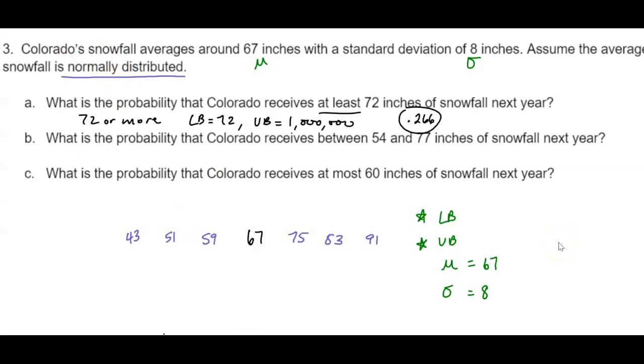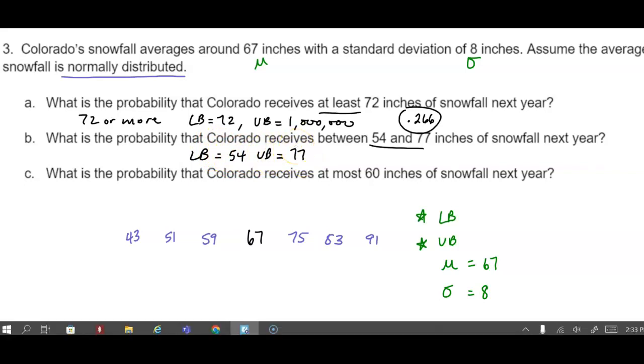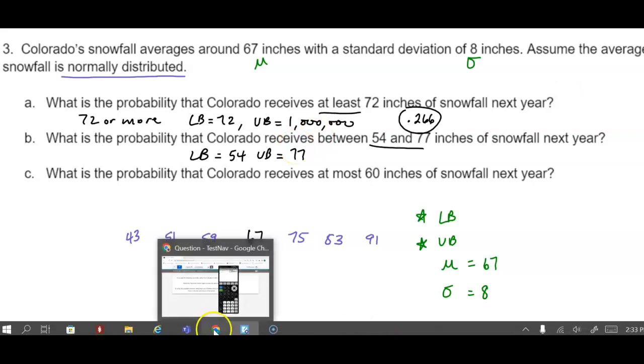So for the next one, this time we want to know the probability that Colorado will receive between 54 and 77 inches of snow. So in this case, the bounds are given to us. We want our lower bound to be 54. We want our upper bound to be 77. And again, the mean stays 67. The standard deviation stays 8.